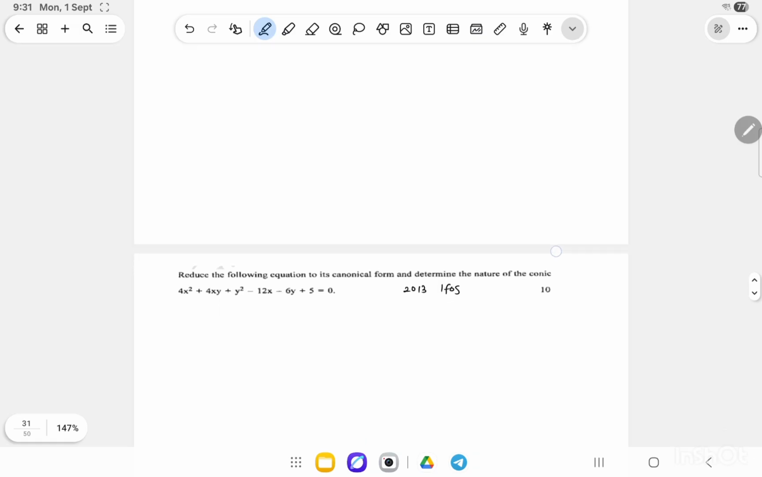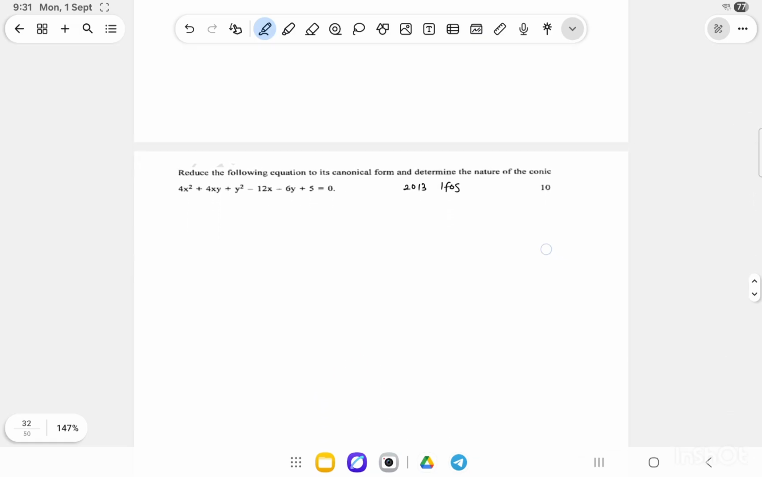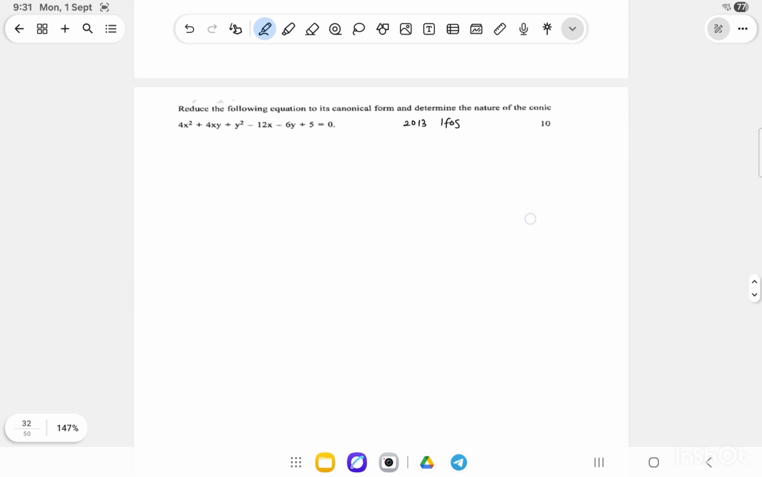So let's now move on to the next question. The next question says: reduce the following equation to its canonical form and determine the nature of the conic.